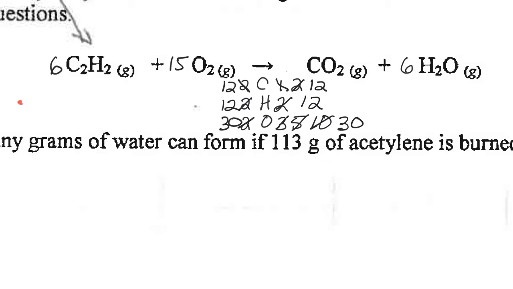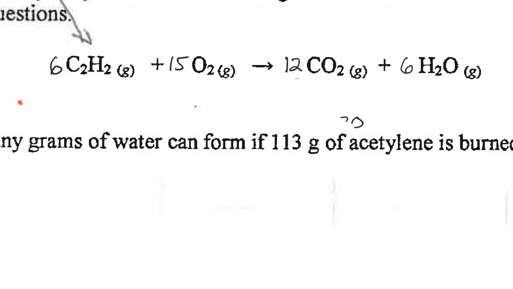So my coefficients, just to make this a little bit neater, let me just make this all look a little bit better. So that's going to be a 12. And I'm going to take a look at this and see if I could reduce my coefficients, because it's possible that I might have gone too high. So I'm going to look at all my numbers. I've got 6, 15, 12, and 6. Well, I can divide every single one of those by 3.